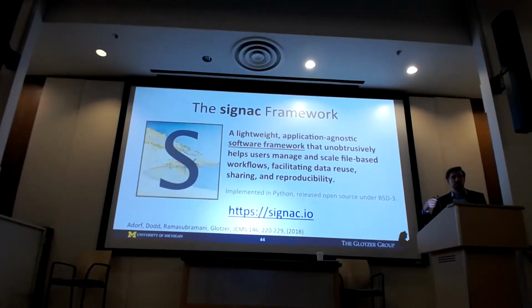I won't have time to talk about all of this, but I want to very briefly introduce the idea behind SIGNAC. The idea is that we wanted to have a software framework that really supports us in what we do already, and just makes it do it a little better. We already are operating on file-based workflows. We have a lot of trajectory files and visualization and plots. One challenge is to manage these data and also connect the data with its origin and provenance.